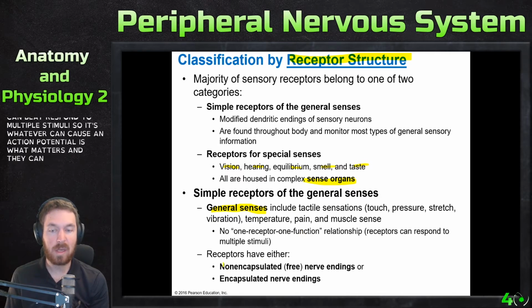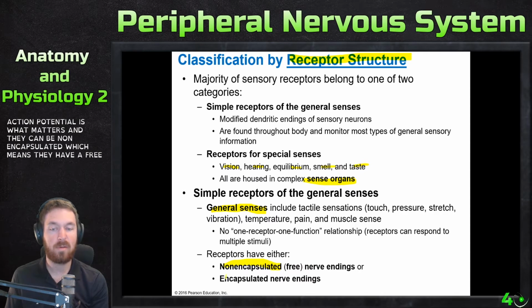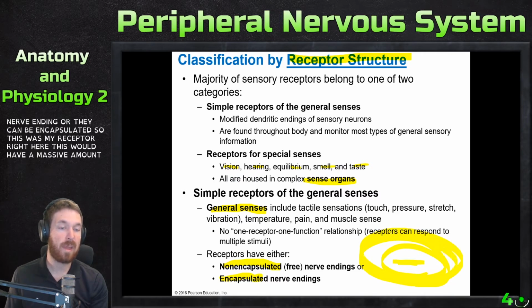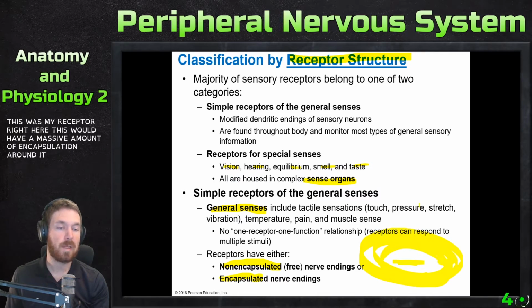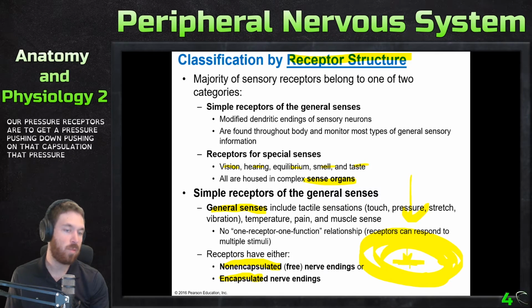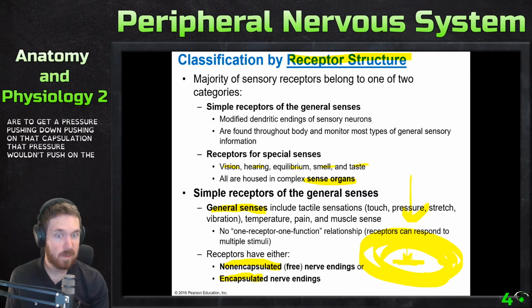And they can be non-encapsulated, which means they have a free nerve ending, or they can be encapsulated. So if this was my receptor right here, this would have a massive amount of encapsulation around it, protecting it. Sometimes these are pressure receptors. So if you get a pressure pushing down on that encapsulation, that pressure would then push on the sensor inside there.